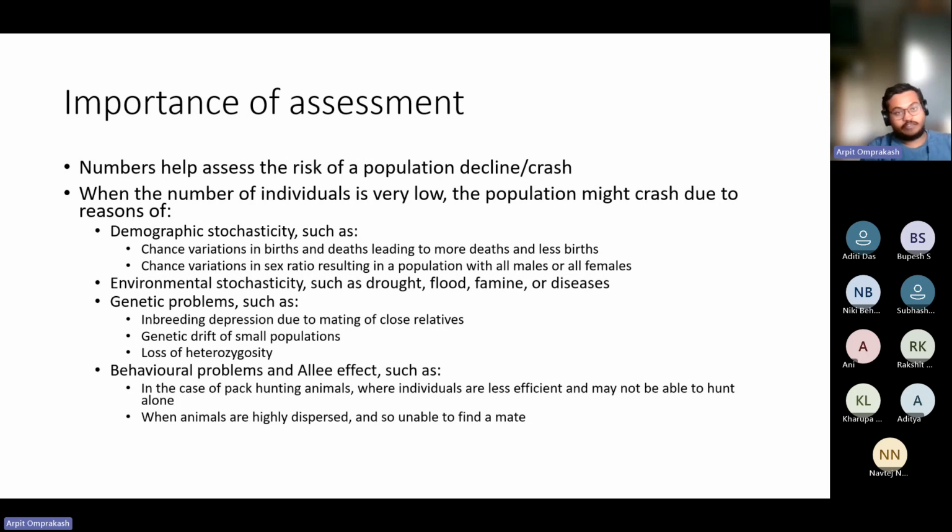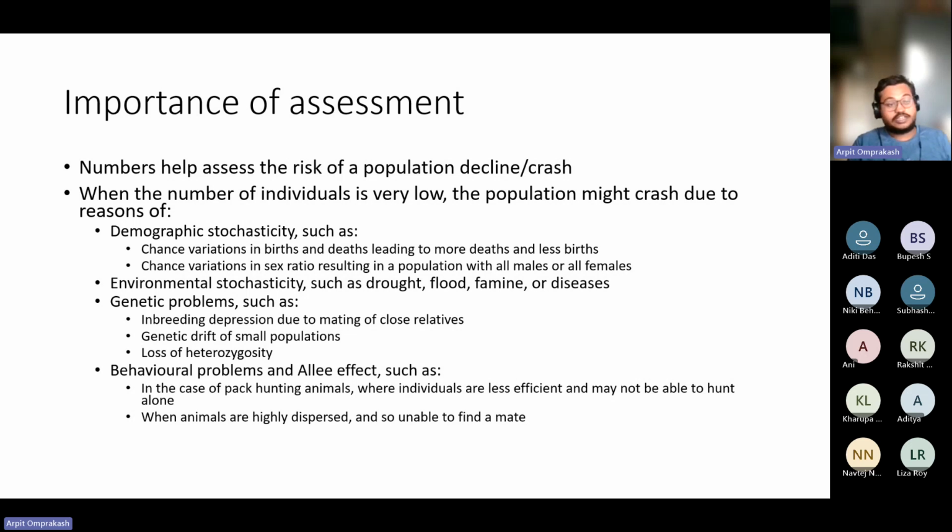The second thing is environmental stochasticity, or random things happening in the environment, such as there might be droughts, or a flood, or a famine, and these animals don't get any resources, or they're drowning, or there are some diseases or parasite infestation, which is leading to a decline in the population. And if the number of individuals is very low, the population might crash due to these things.